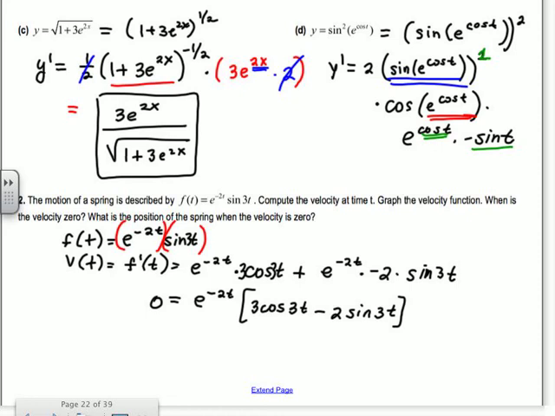Okay, we're finding when it's equal to 0. So it says, when is the velocity equal to 0? Okay, so go ahead and get out your calculators. We're going to graph it.